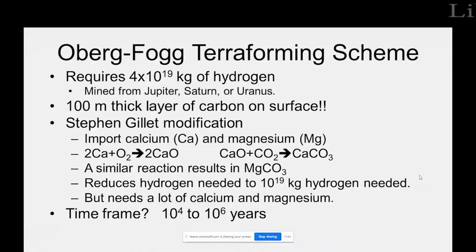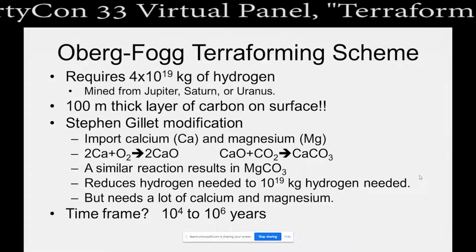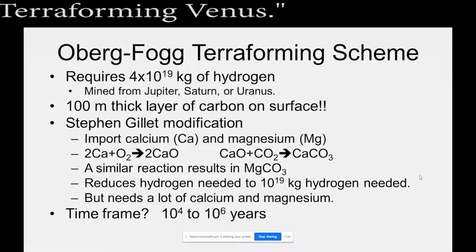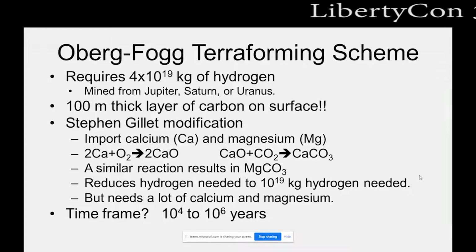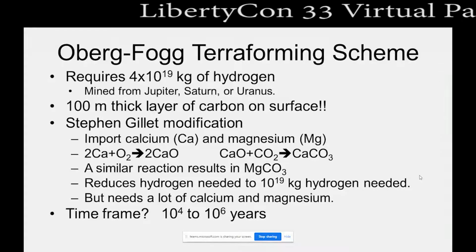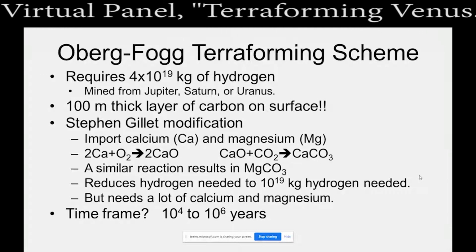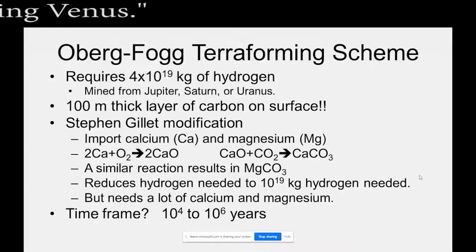He also requires a lot of hydrogen. To give you some idea of how much, 4 times 10 to the 19 kilograms of hydrogen. That sounds like a lot, but it's really just a minor quantity from one of our gas giants, Jupiter, Saturn, etc. So that's a lot of hydrogen. Also, calculating how much carbon has been rained out, you're going to end up with like a 100-meter thick layer of carbon on the surface.